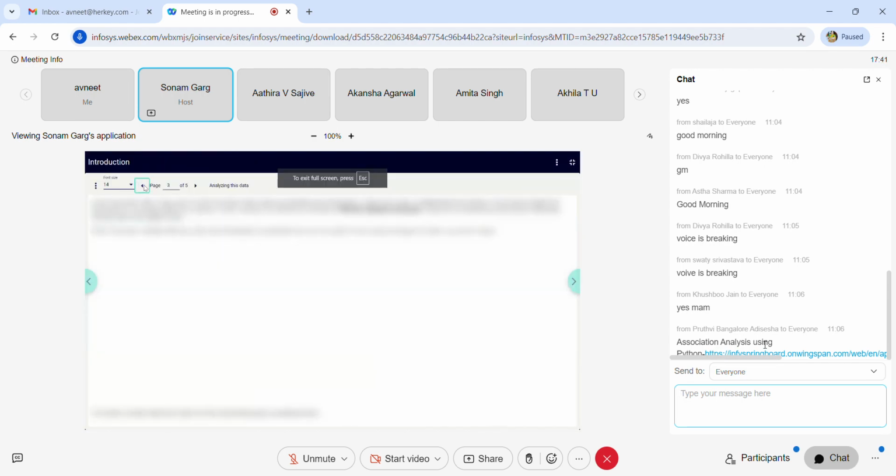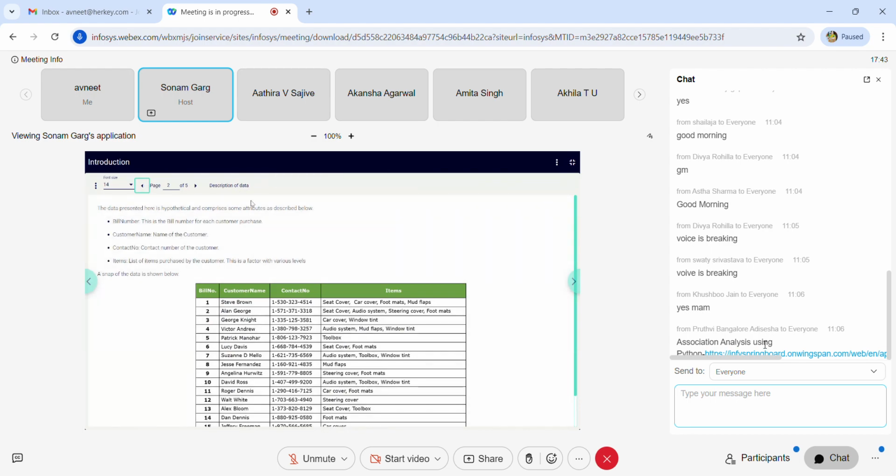So here there's data you can see. These are the customers who have purchased some items. So the bill number is there, the customer name who has purchased these items, the contact number you can ignore for now. Items are there. So what if the supermarket wants to analyze which are the frequently bought items? You can make use of the a priori algorithm.